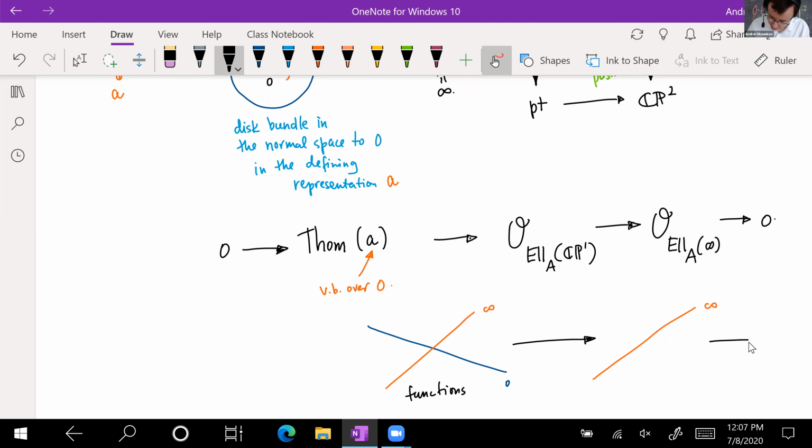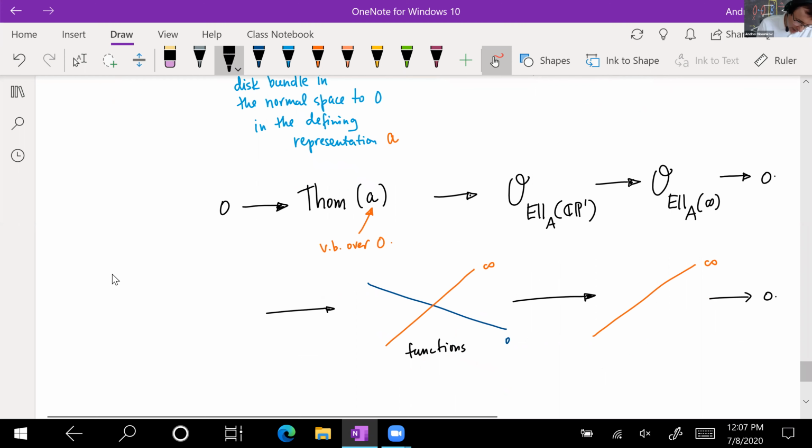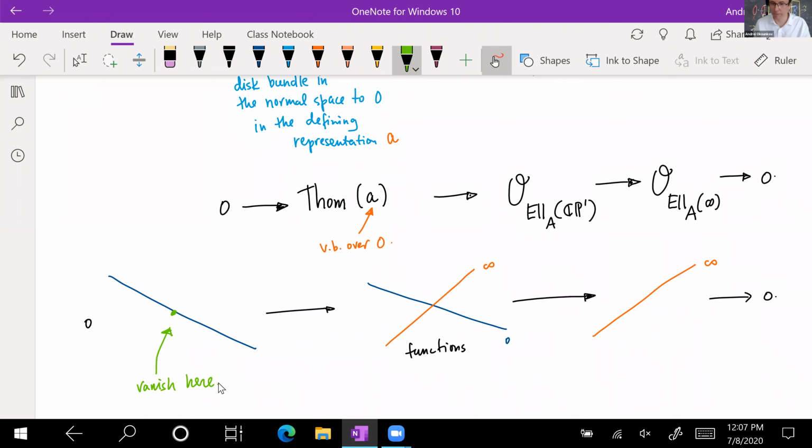So this would be a surjective map, and the kernel of that is, well, we know how to think about Thom sheaves. That are the functions on this line that vanish at the point.